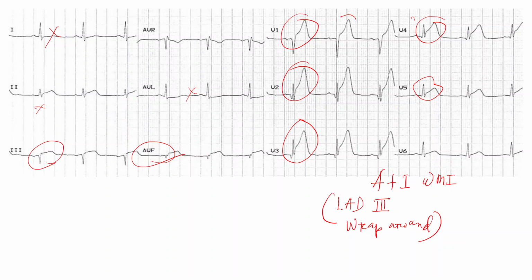What is this? Sometimes what happens is LAD, after supplying the anterior wall and lateral wall, will go back and supply the inferior wall. It will also supply the inferior wall. In those cases, you will get this kind of pattern, anterior inferior wall MI. So this is LAD wrap around. This wrap around term is very important. LAD wrap around pattern.